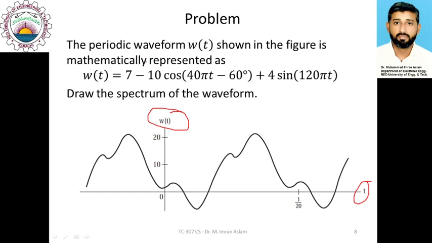Actually, this function is mathematically represented by 7 minus 10 cos(40 pi t minus 60 degree) plus 4 sin(120 pi t). So the sum of these three terms is represented here as this waveform. What we want to do is draw the spectrum of this waveform. So let us start plotting the spectrum for this particular type of waveform. First thing to note is that we would be dealing with three terms or three sinusoids here, because the overall waveform is represented as a sum of three sinusoids.